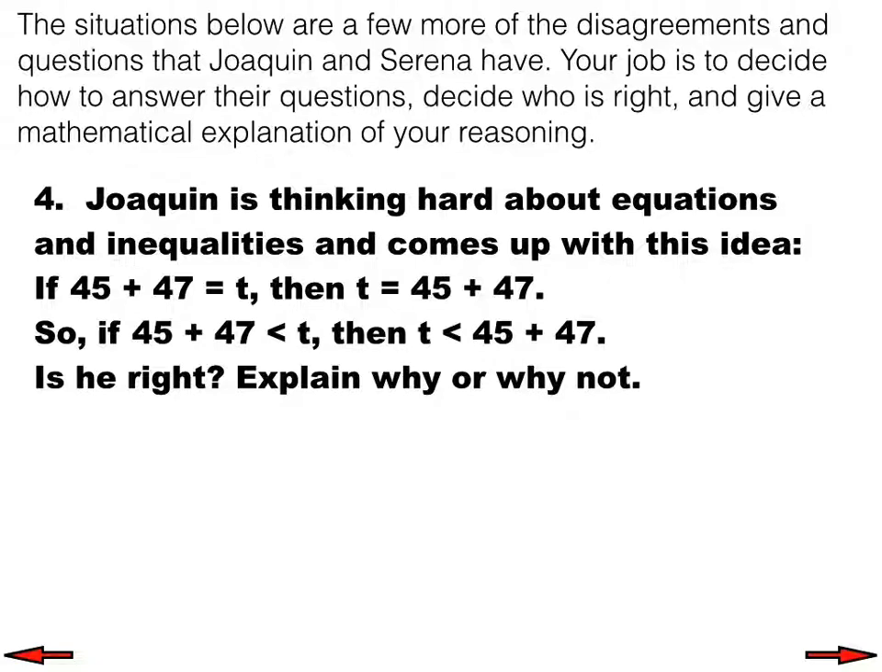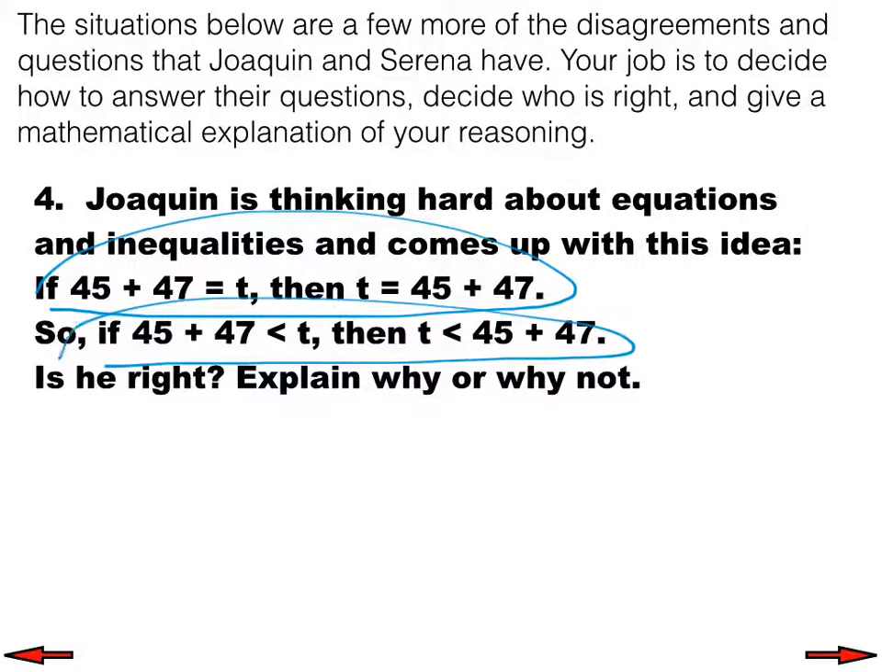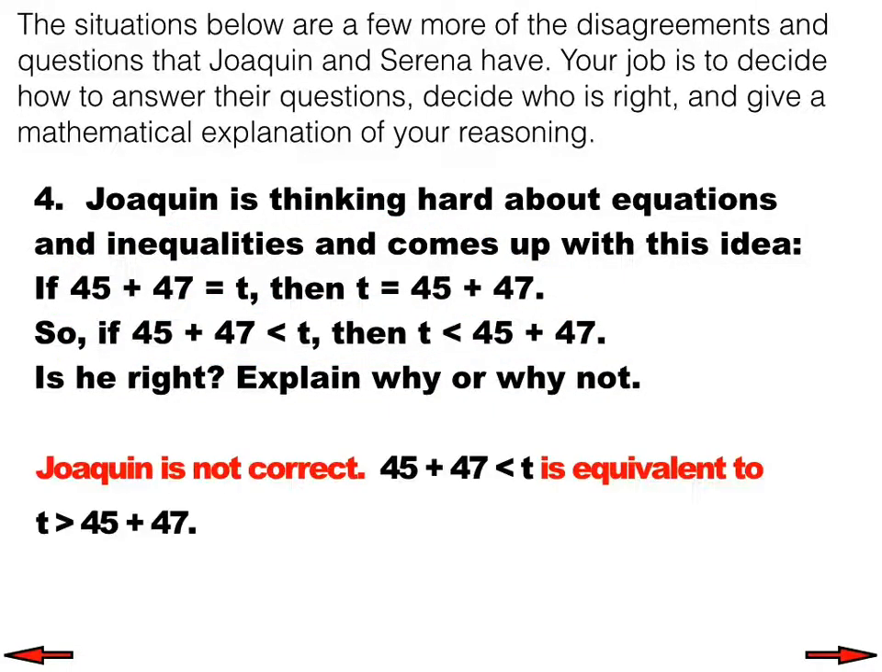So, is he right? No. While it's obvious this is true, these two things mean totally different things here. One can't be true and also the other true. It's true in the equation part, but not necessarily the inequality part. So Joaquin is not correct because those two things are not equivalent to each other.